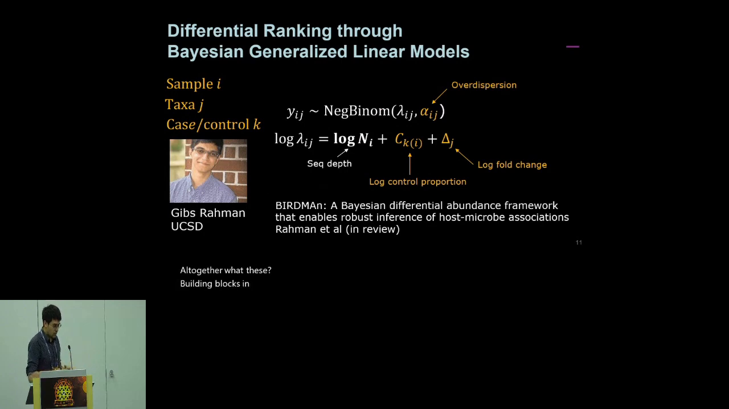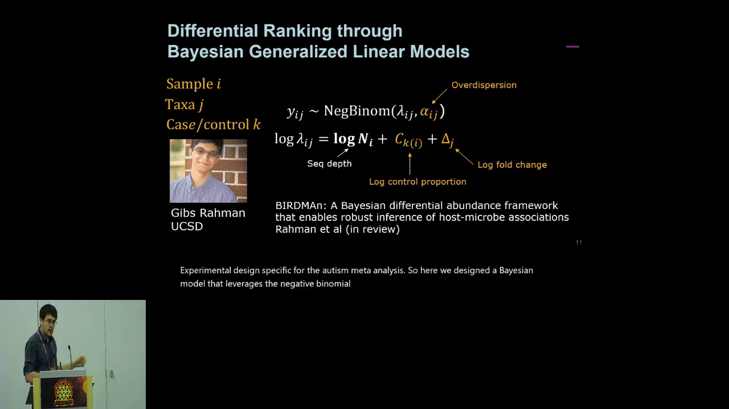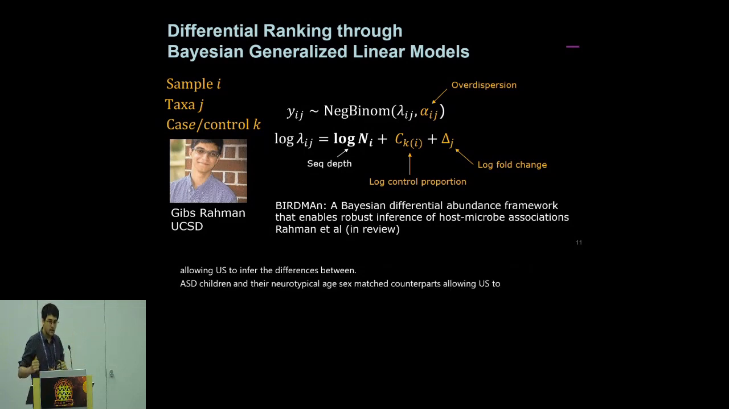building blocks in place, we can build a new differential abundance model that can account for batch effects and for various experimental designs specific to the autism meta-analysis. Here we designed a Bayesian model that leverages the negative binomial distribution to account for the tremendous sparsity in these data sets. That allows us to control for sequencing depth, negating the need for rarefaction, while accounting for the issues surrounding compositionality, while allowing us to infer the differences between ASD children and their neurotypical age- and sex-matched counterparts, allowing us to account for age-sex confounding.